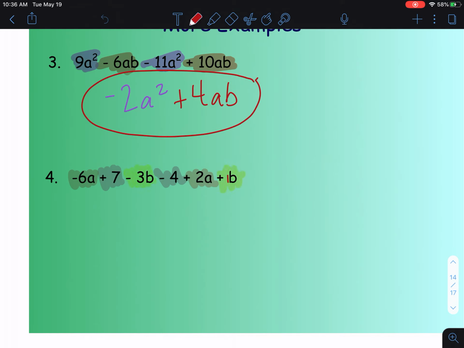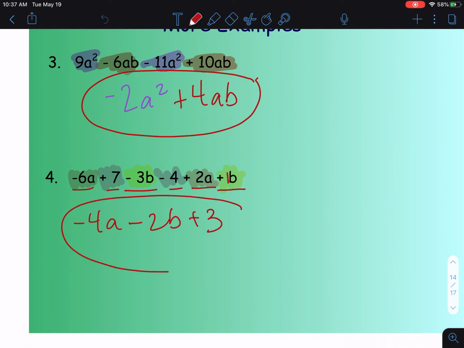Remember, there's that invisible 1 right there. So let's deal with these a's. Negative 6a plus 2 is negative 4a. Now let's deal with the b's. Negative 3b plus 1b is negative 2b. And the integers, 7 minus 4 is plus 3. And that is your answer right there. That's all you can do with it. This is your introduction to combining like terms.